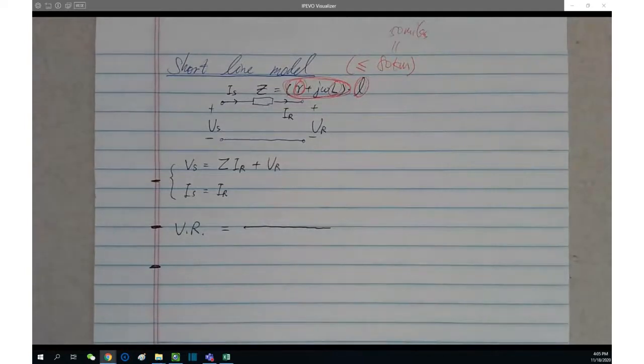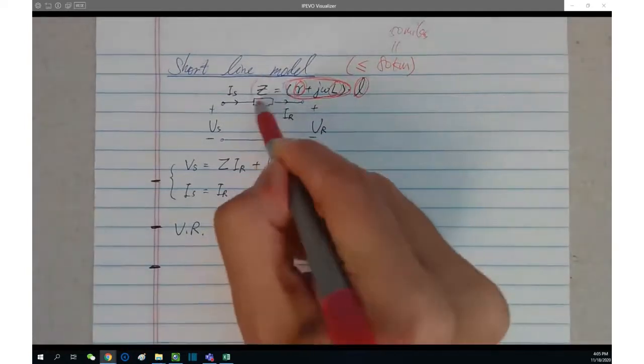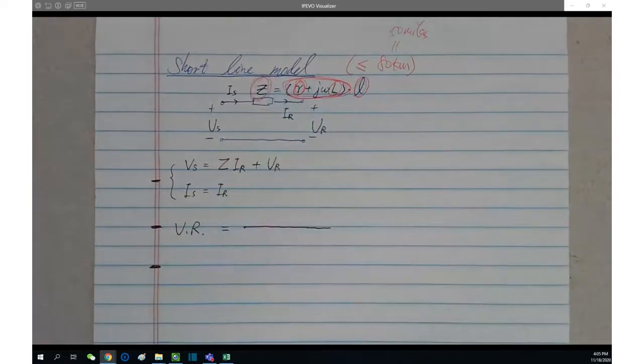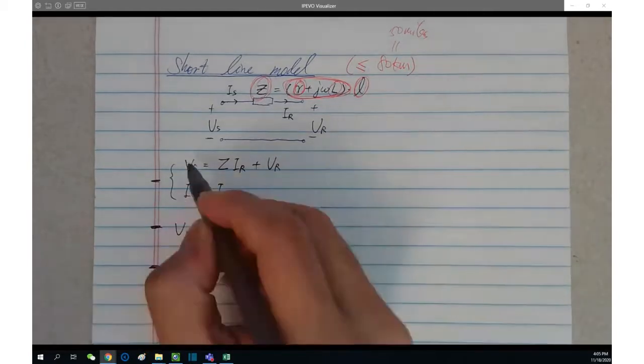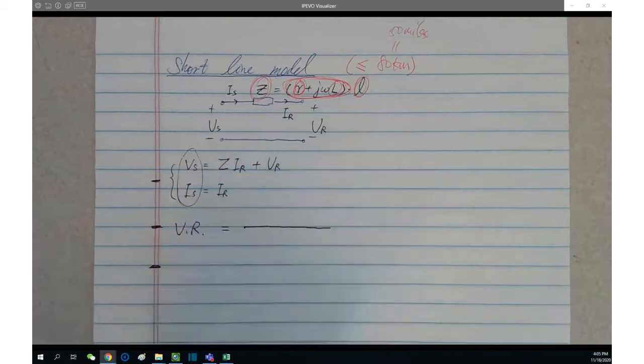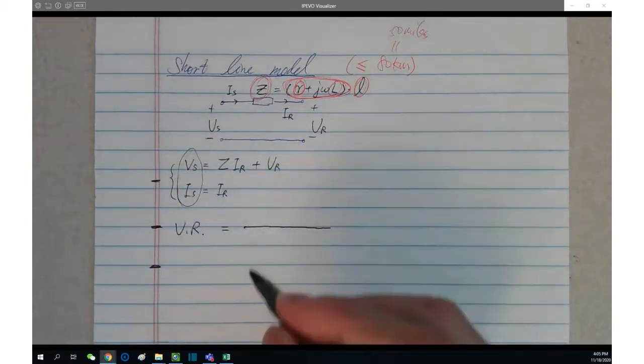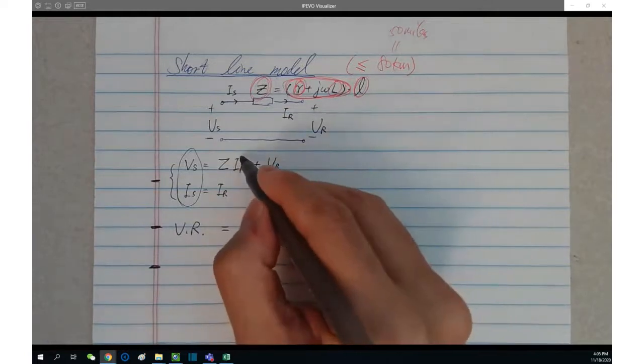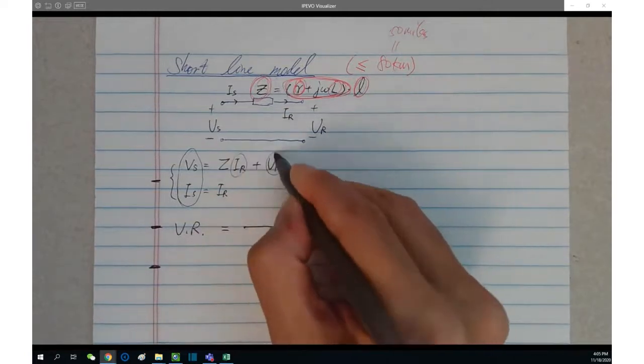So you got the entire transmission line impedance. This is the impedance Z, and obviously we use this Z in the calculation. And then we start to talk about the equations. First of all, we are trying to derive the sending end voltage and current in terms of the receiving end current and the receiving end voltage.